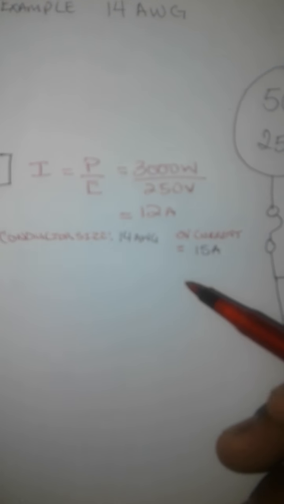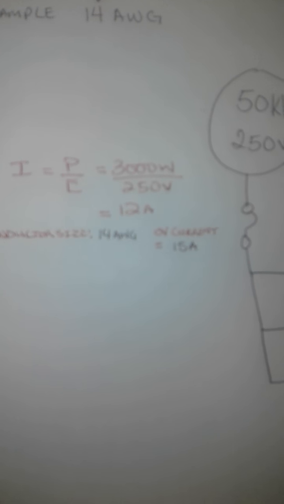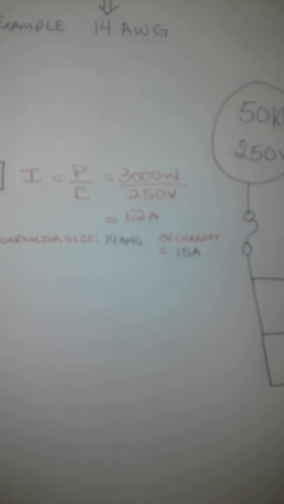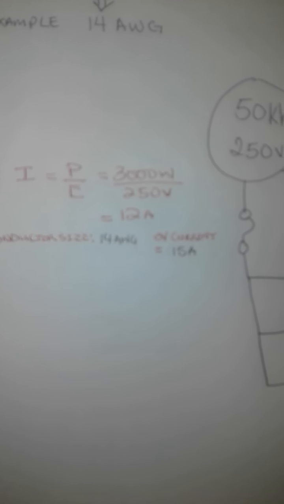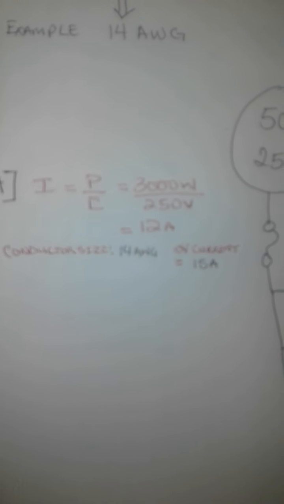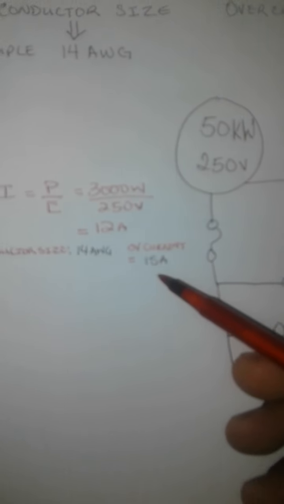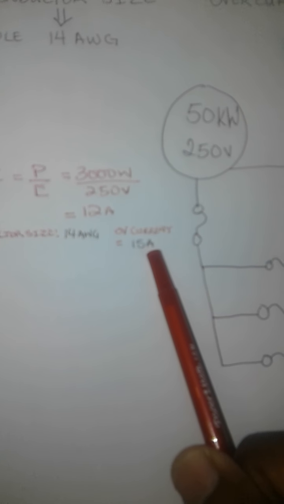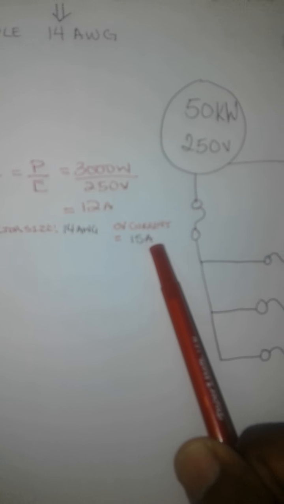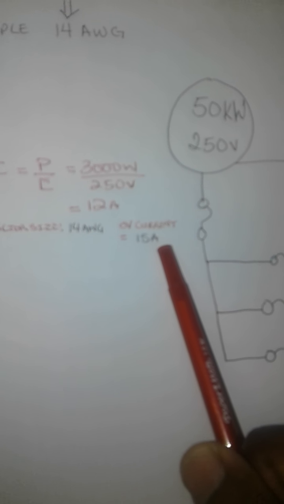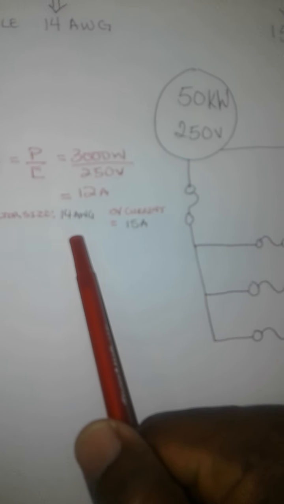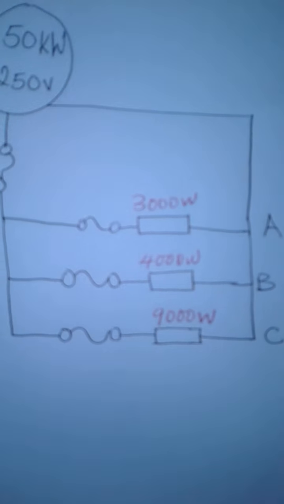This 12 amperes now, we will apply to our American wire gauge. Applying it to our American wire gauge, we will realize that we cannot go an ampere lower. We must go an ampere higher. And the closest amperes we have to use is 15 amperes for the overcurrent protection. And a 15 ampere overcurrent protection gives us a wire size of 14 AWG.